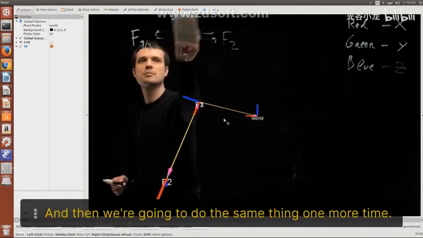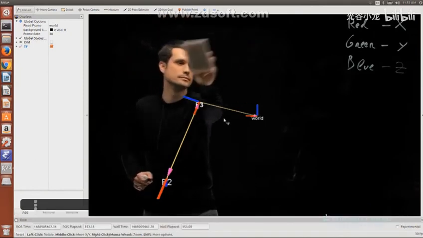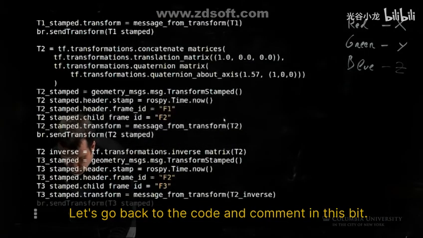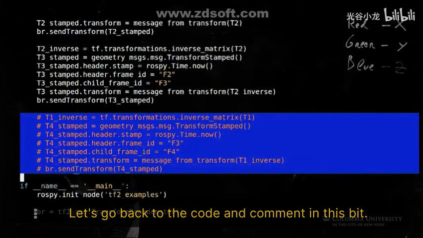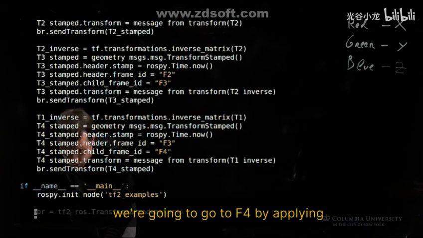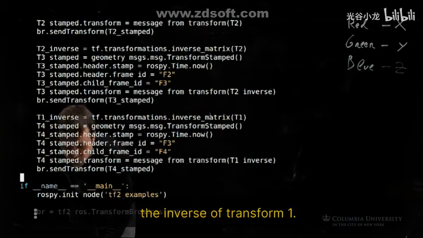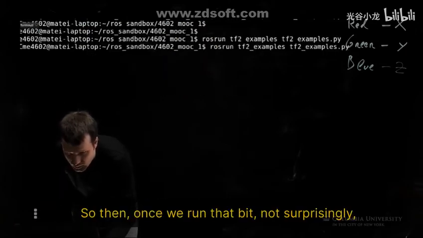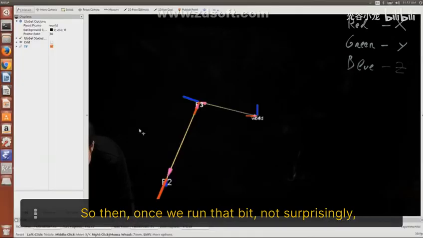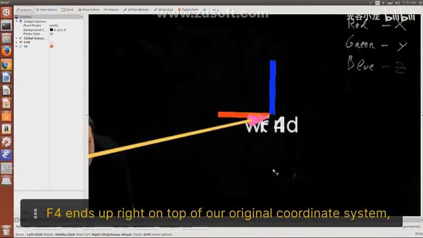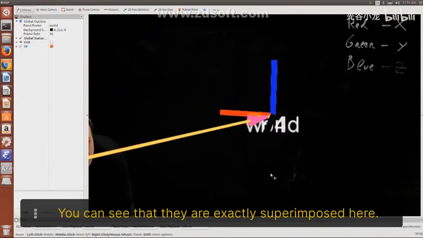And then we're going to do the same thing one more time. Let's go back to the code and comment in this bit. Okay, and we're going to say that from F3, we're going to go to F4 by applying the inverse of transform 1. So then once we run that bit, not surprisingly, F4 ends up right on top of our original coordinate system, which is the world. You can see that they are exactly superimposed here.